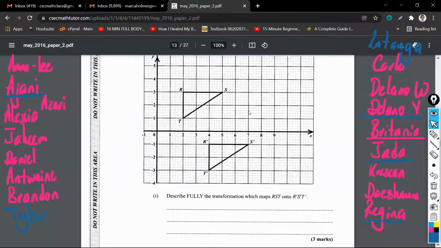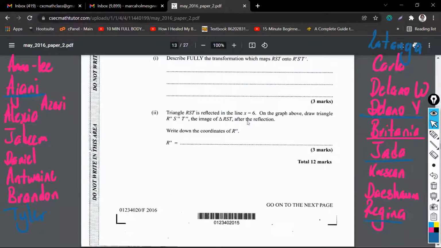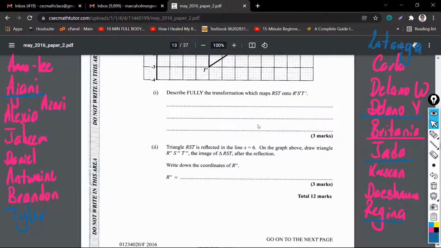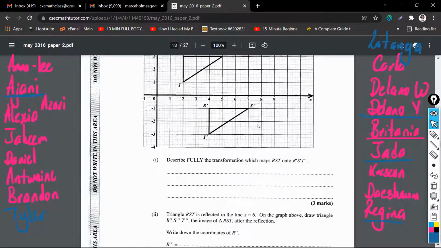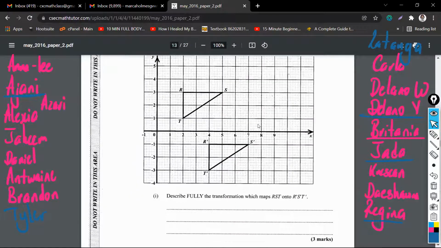Okay, so this is a good example, guys. This is a very, very good example. So it says here, describe fully the transformation which maps RST onto R prime, S prime, and T prime. Cool. So guys, let's just look at the first triangle. This is a good example, I think. So Jaim, you with me? Daniel, Antoine, you guys are with me?